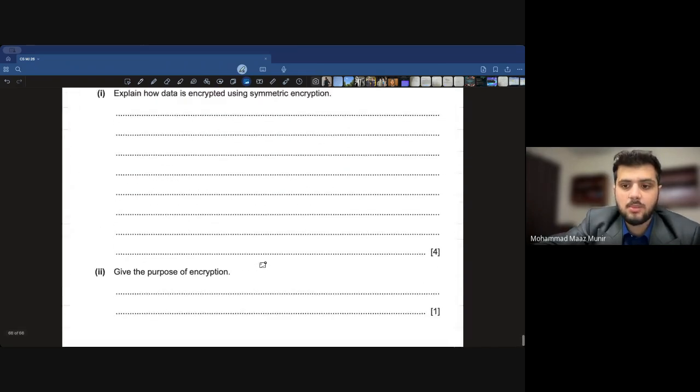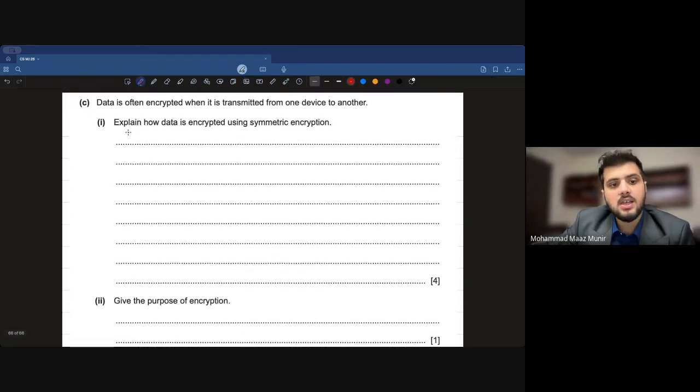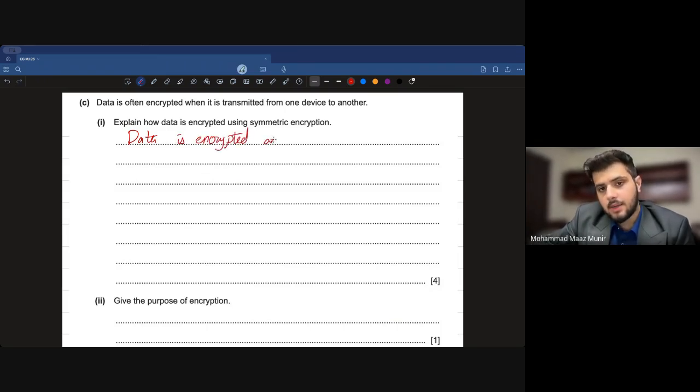Let me just zoom in so that you guys can see it clearly. So data is encrypted and decrypted using the same key.